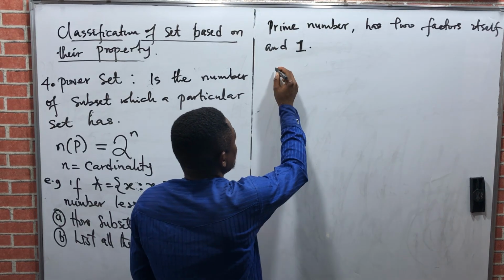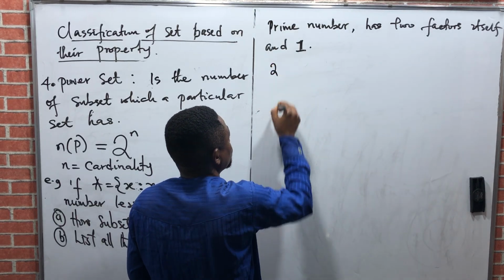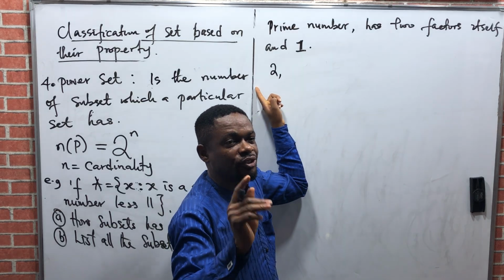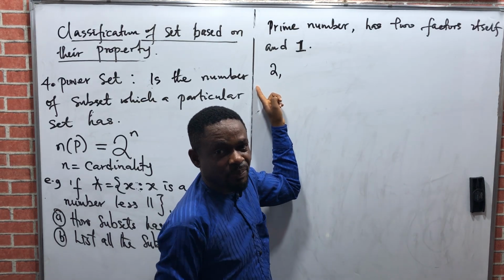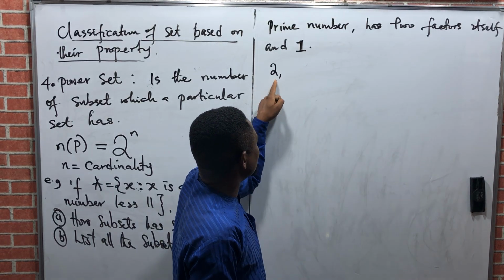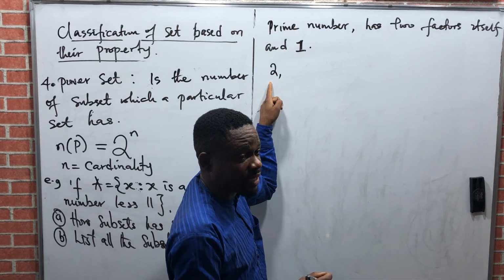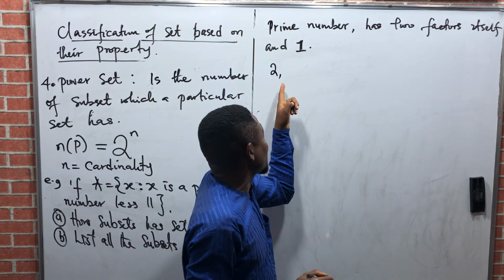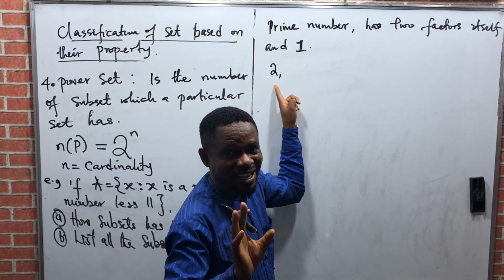Now the prime numbers up to 30, we start with what? 2. Do you know why I did not start with 1? Because 1 has just one factor only, so it's not a prime number. But 2 has only two factors, itself, which is 2, and 1, which is the only number that can divide 2 without a remainder.